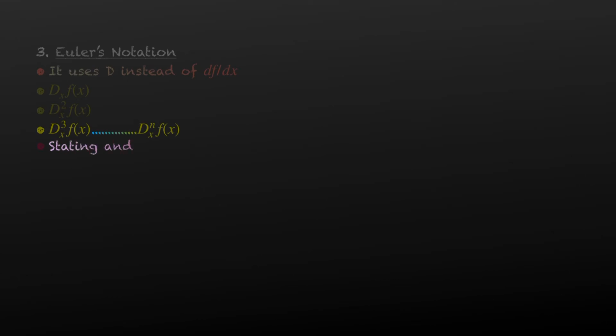Euler's notation. Euler's notation is not very frequently used in differential calculus. In Euler notation, we use capital D instead of d f by d x. The first derivative of the function is denoted by D sub x f of x. The second derivative is denoted by D sub x square f of x. And the third derivative is denoted by D sub x cube f of x. In a similar manner, the nth derivative of the function is denoted by D sub x n f of x.